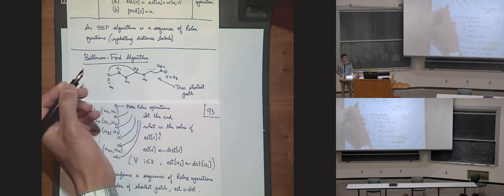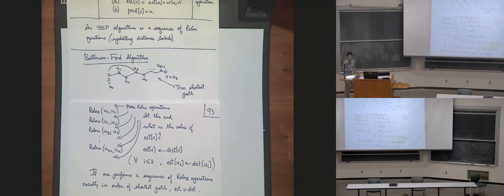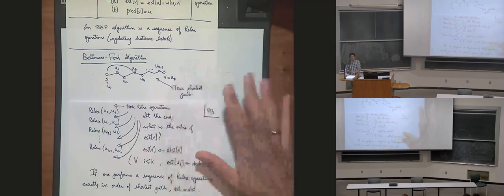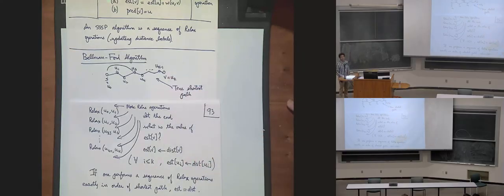So you do relax on every edge n minus 1 times. Is n here the number of vertices? Yeah, it is the number of vertices, because that's the length of the path. I'll write this down in a moment. The running time is the number of vertices times the number of edges, exactly.